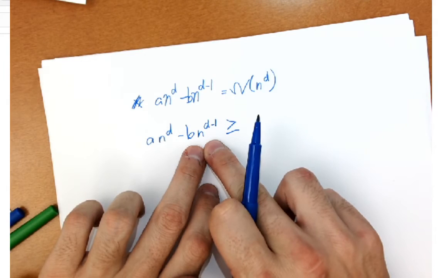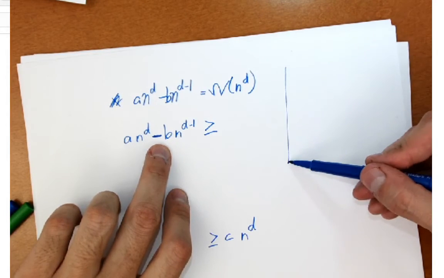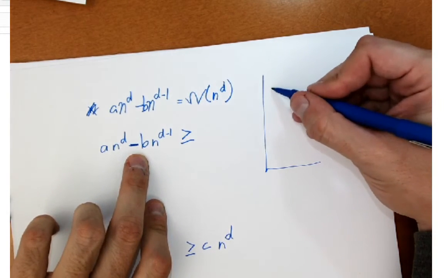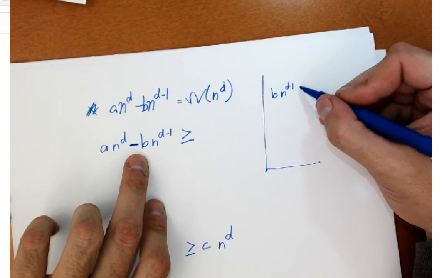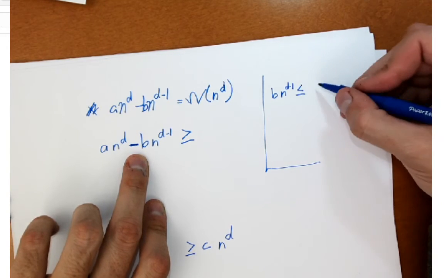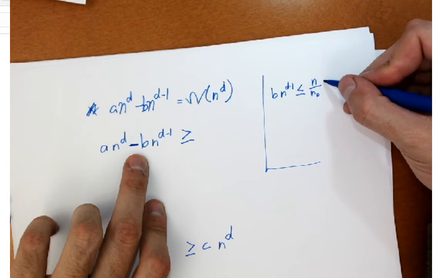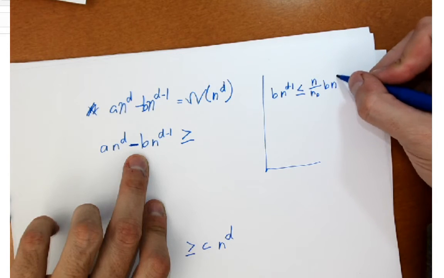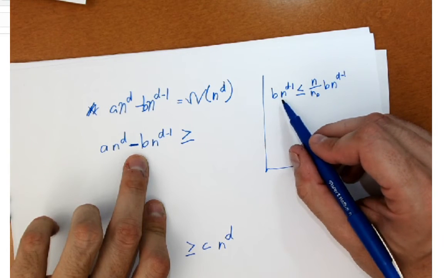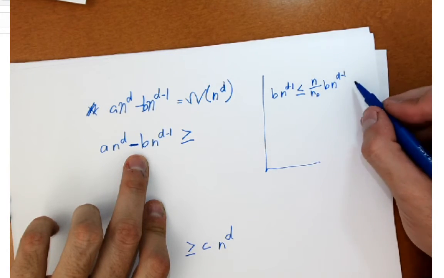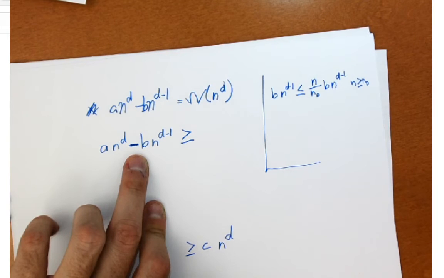Right? So in order for that to work, the real trick here is recognizing that you're subtracting. Important to recognize you're subtracting. So you can kind of make a little box over here to explore and recognize that b times n to the d minus 1 is less than or equal to n divided by whatever n naught you want times b times n to the d minus 1, as long as n is greater than or equal to n naught.